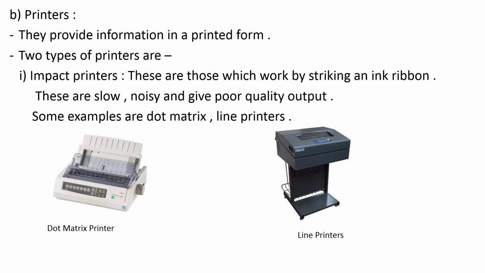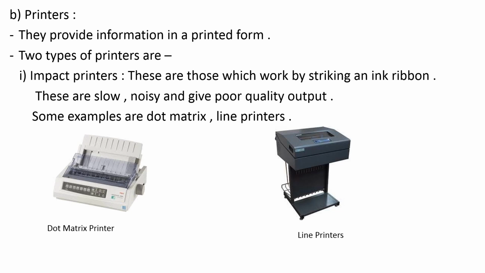Now there are two types of printers, impact printers and non-impact printers. Impact printers were used in earlier days, in previous years. Now they are not used. These are the ones which work by striking an ink ribbon. There's an ink ribbon attached in this type of printers, and due to that they produce much noise, they are very slow, and they give us poor quality output. Some examples of the impact printers are dot matrix and line printers.